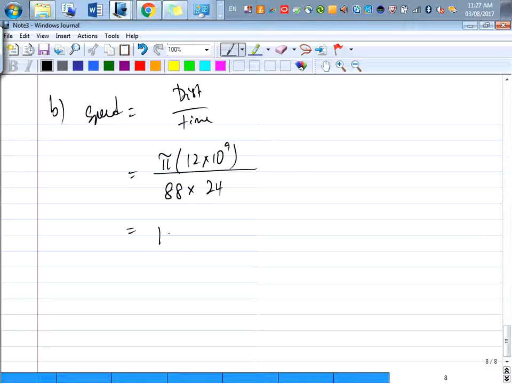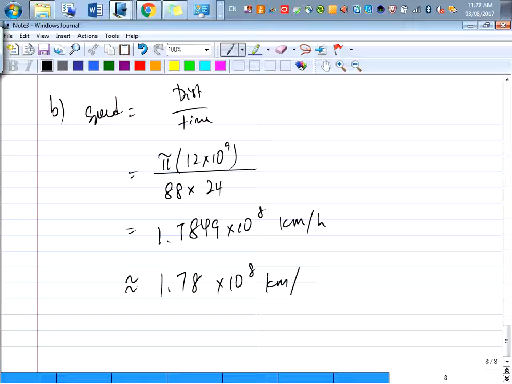How much? Anjali? 1.78499 times 10 to the power 8. Okay, so this is according to whatever errors that they gave in the question, right? So this will be 1.78 times 10 to the power 8. Okay? Count yourself up.